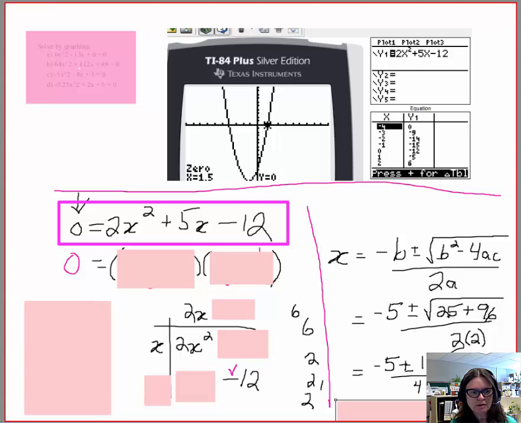And the first way I do that is to create a grid. This is like a chart with rows and columns.